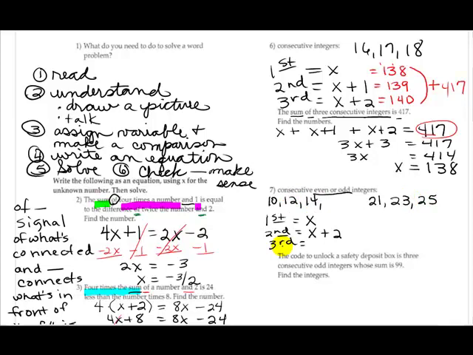So the third number, 14, in this example is 4 more than the 10. So x plus 4, 21 plus 4 gives us the 25. So this is going to be our assigning of the variable and making the comparison. Sometimes I call it the setup.